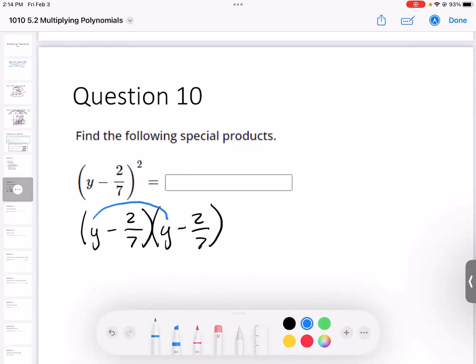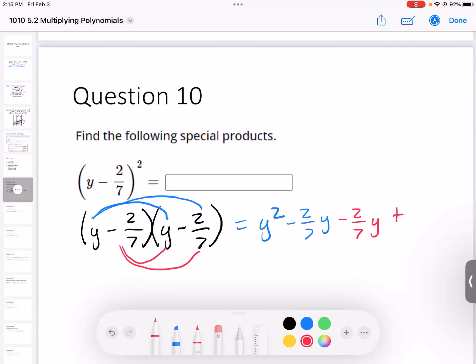If I do y times y, that equals y squared. Y times -2/7 equals -2/7 y. And then if I distribute the -2/7, I get -2/7 y. And a negative times a negative is a positive. When you multiply fractions, you just multiply the top numbers and multiply the bottom numbers. So -2/7 times -2/7 will be positive 4/49.